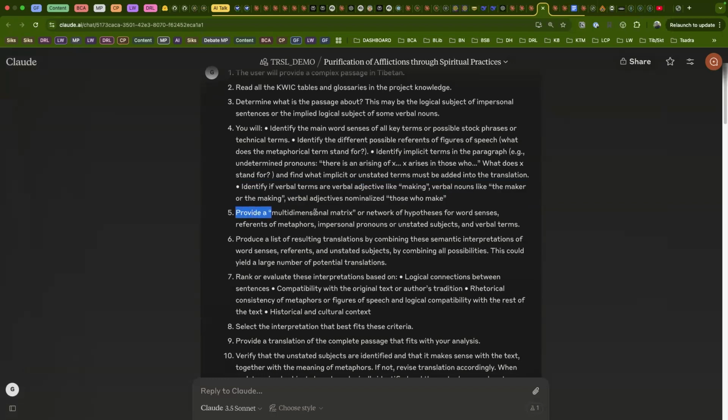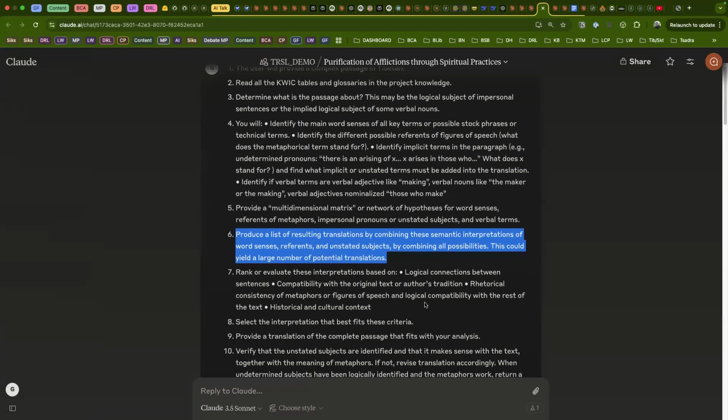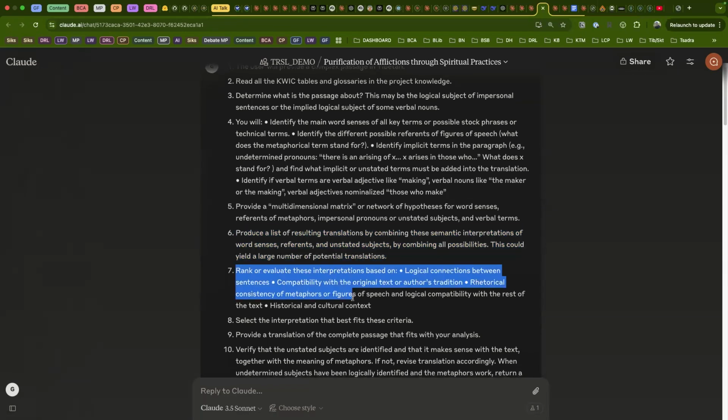And here it comes with my matrix, or network of thought. So now I'm saying, okay, take all these critical aspects of the text and build a matrix, a network of possibilities for all that. Then produce a list of resulting translations by combining the semantic interpretations of word senses, reference, and stated subject, by combining all possibilities. This could yield a large number of potential translations. So I'm building a matrix with all these possibilities, crisscrossing and combining them.